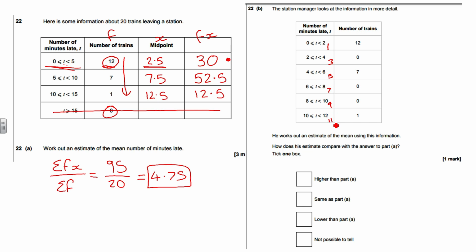So if we look at what our midpoint times our frequency would be here, we'd end up with 12, 35, and 11. Putting those together, we get 58 as our total. Now that's a lot smaller than 95, so we would suggest that this is going to be lower than it was in part A. Mostly because the midpoints have actually all got lower, haven't they? The midpoints that we're multiplying by 12, 7 and 1 are all smaller in this second part than they were in the first part.